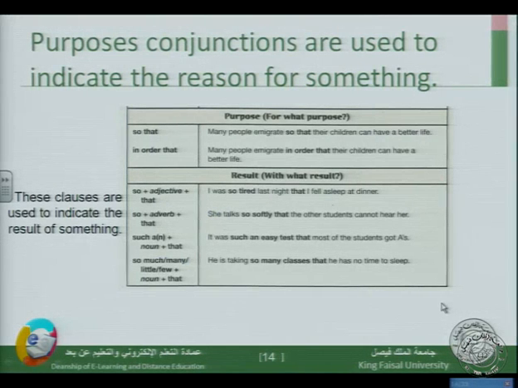We have also something called purpose conjunctions, and these are used to indicate the reason for something. Many people emigrate so that, or for the purpose, their children can have a better life. Many people emigrate in order that their children can have a better life. أيضا these clauses are used to indicate the result of something. أخذنا إحنا because و as و since نحكي عن reason، عن السبب، لكن هذه نستخدمها من أجل result.